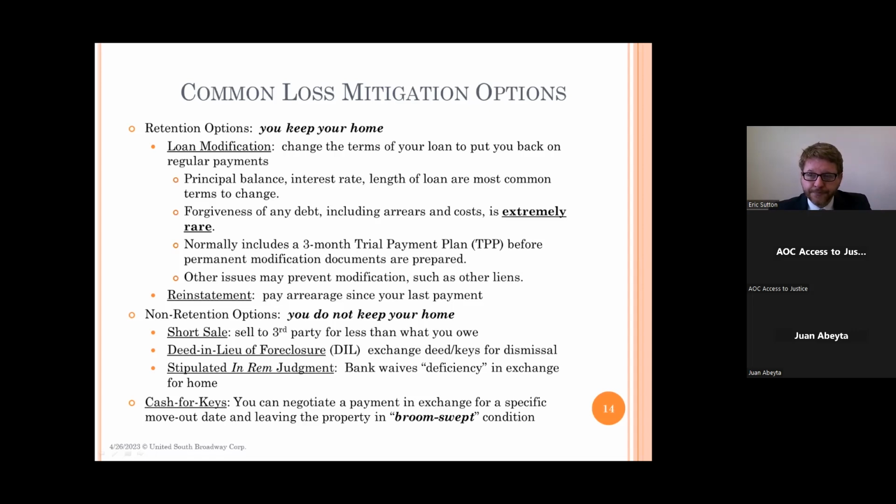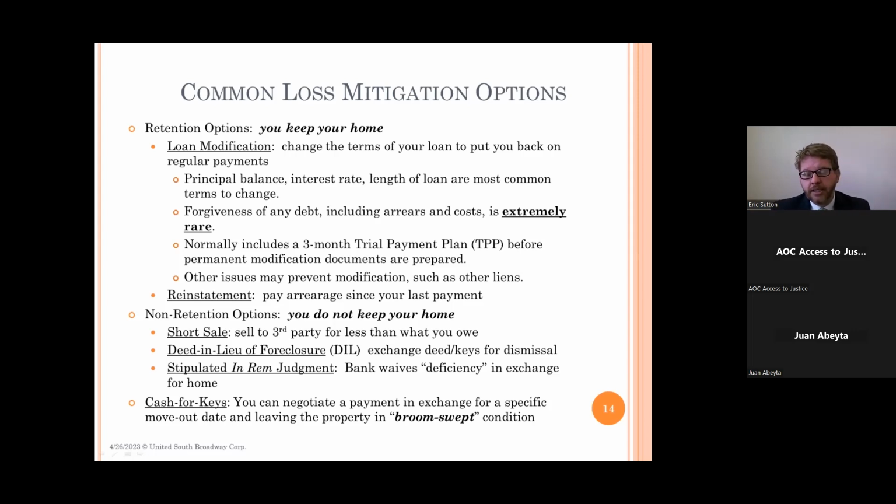Deed in lieu of foreclosure is essentially saying, bank, here, take ownership of the property and we'll walk away. Banks usually want to see that you tried to sell the property before you do that. And if there are any other liens on the property, like we talked about before, they just won't do it. And then you can also do what's called a stipulated in rem judgment, where the bank agrees not to pursue the homeowner, the borrower, for any unpaid balance after the sale on the account. And the borrower lets the judgment go ahead and the sale of the property go ahead.